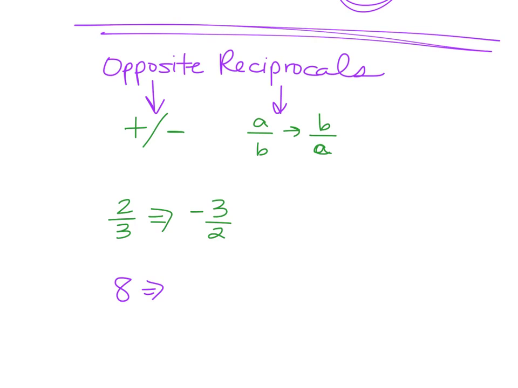What if I asked you what's the opposite reciprocal of 8? Think about what 8 is as a fraction. It's 8 over 1. So what's the opposite reciprocal of 8 over 1? -1 over 8. Okay. What's the opposite reciprocal of -7/2? 2 over 7, right? Flip it over. It was negative, make it positive.